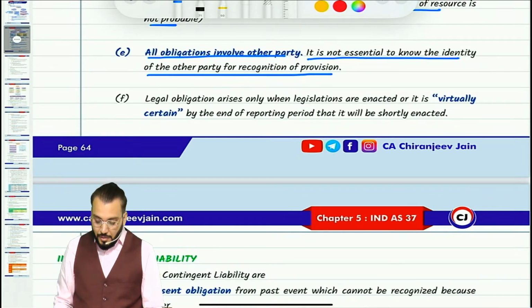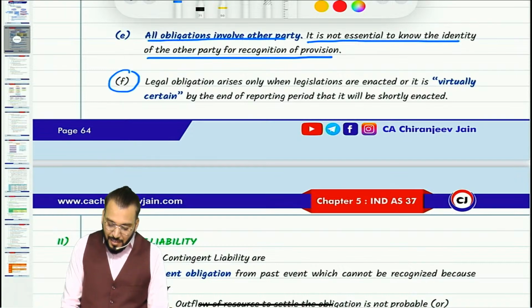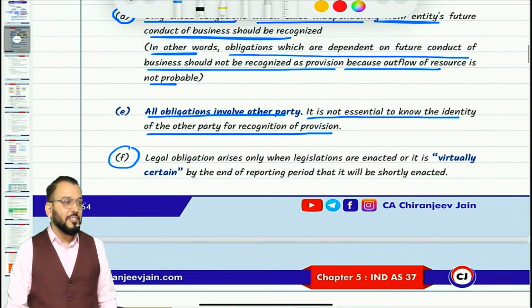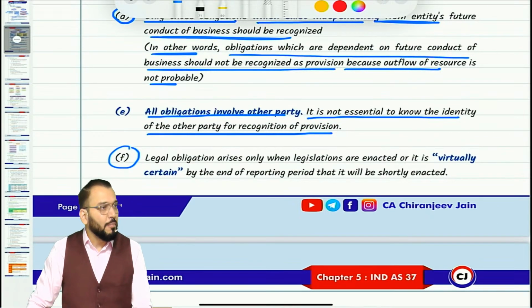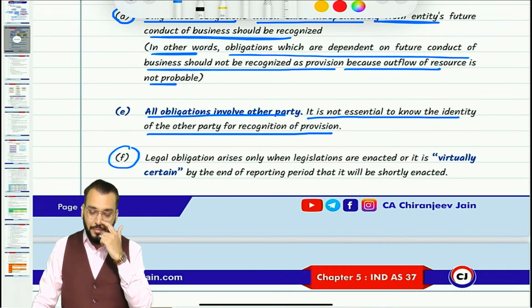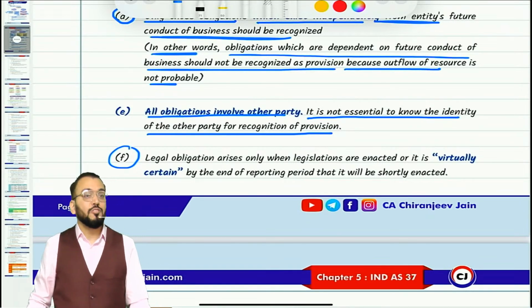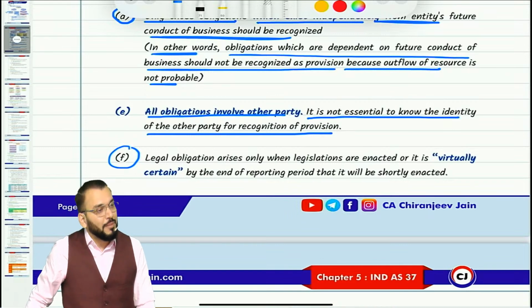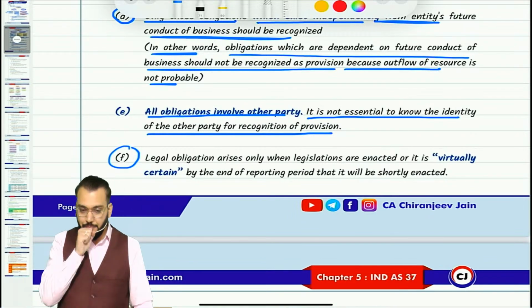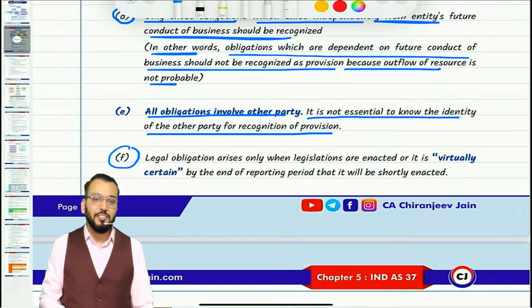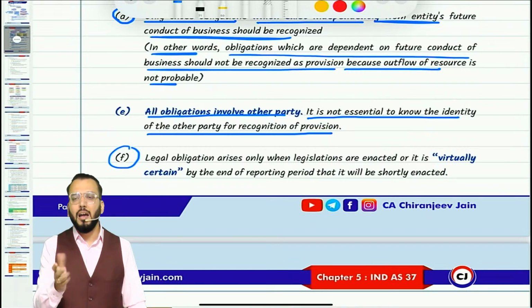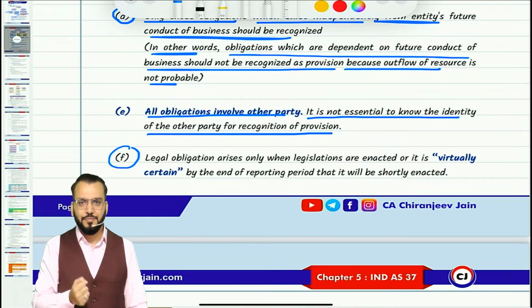Before the break, we have discussed all the three conditions. First condition, there must be a present obligation arising from a past event. Then the outflow of resources required to settle the obligation must also be probable. And a reliable estimate can be made for the amount or timing of the obligation.